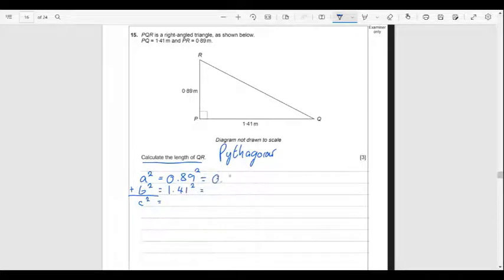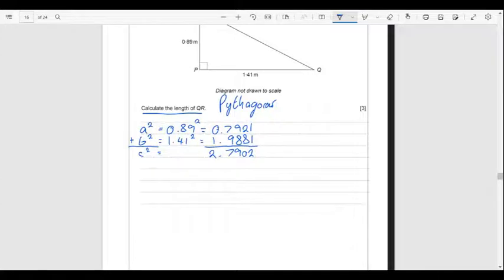0.89 squared is 0.7921. 1.41 squared is 1.9881. And those add up to 2.7902. Okay, so that means that c squared is equal to 2.7902. That means c is equal to the square root of 2.7902. That means c is equal to 1.67 meters. That has been rounded to 2 decimal places. Red pen. Okay. Next one then.